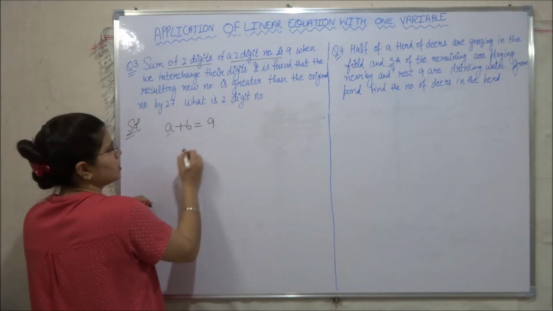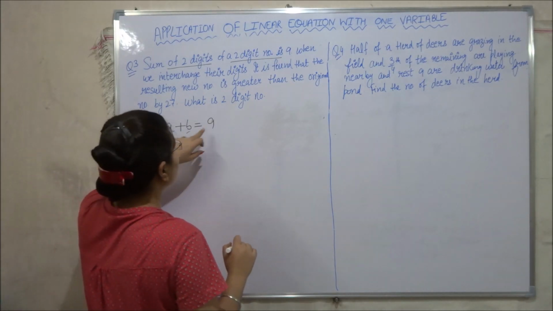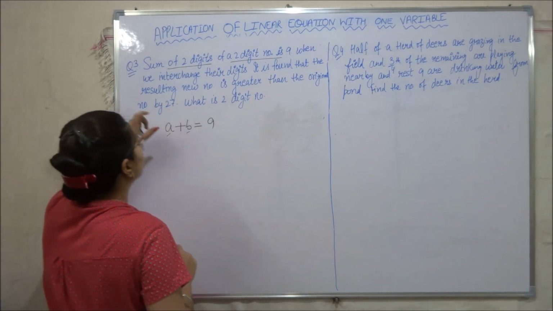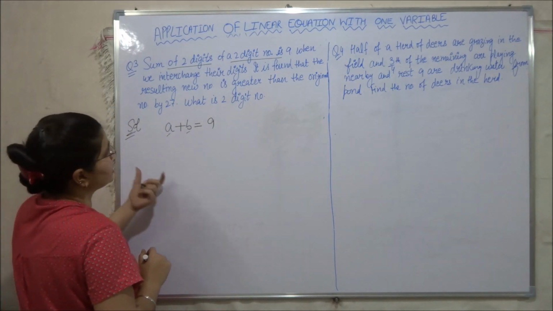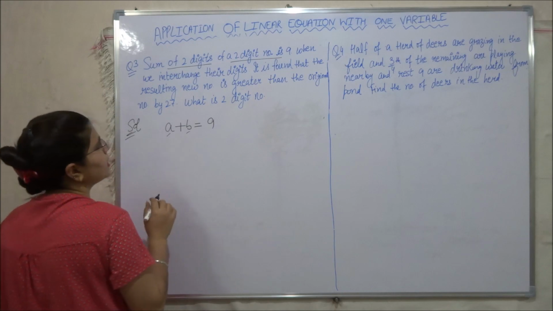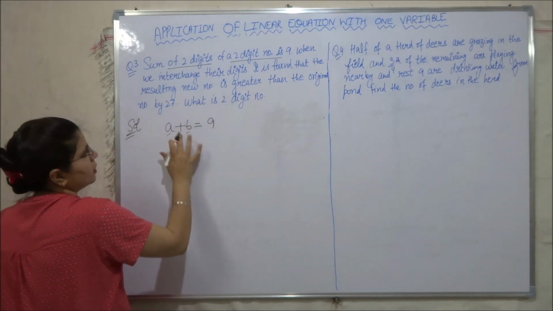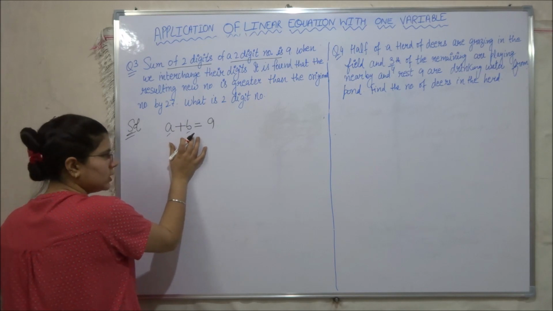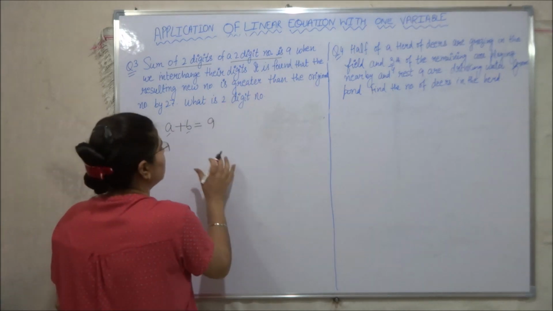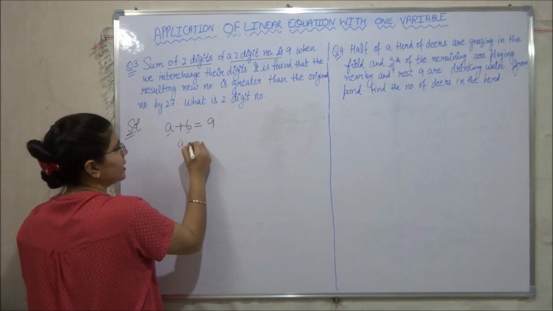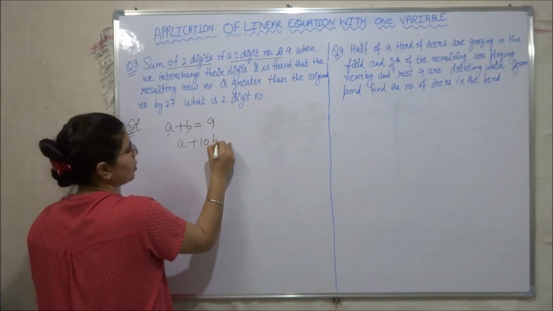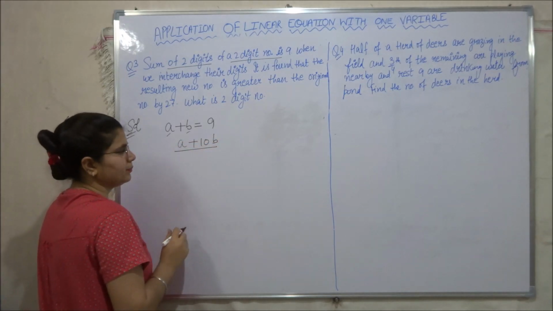So this is our first digit, this is second digit. So sum of these two digit number is 9. Now when we interchange their digits, it is found that the resulting new number is greater than the original number by 27. So these are the two digits of a two-digit number. Now it can be written like A plus 10B. Now this is our number.